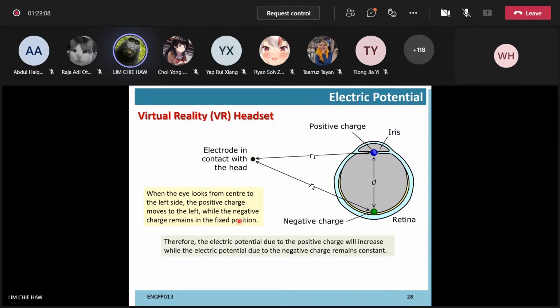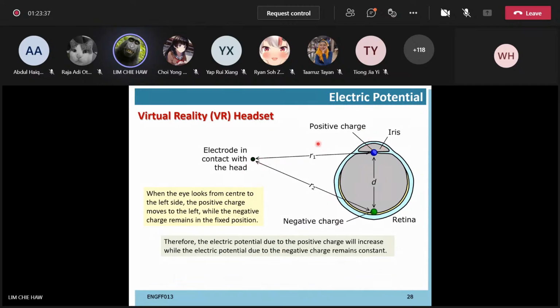So from the analysis, the computer will say, okay, this fella is actually looking to the left. So they will adjust whatever image you're going to see. You understand the idea or not? Basically, this is a very interesting science. By the motion of the charge, it will change the potential detected by the electrode, and therefore the computer will give feedback.